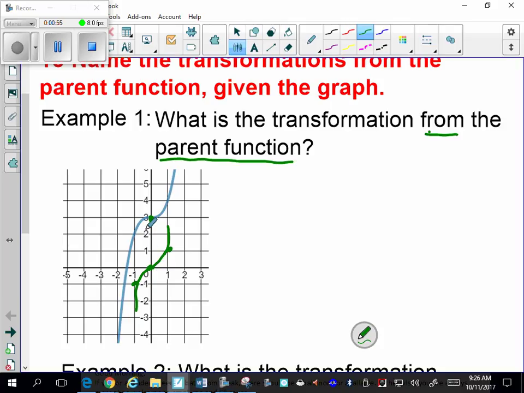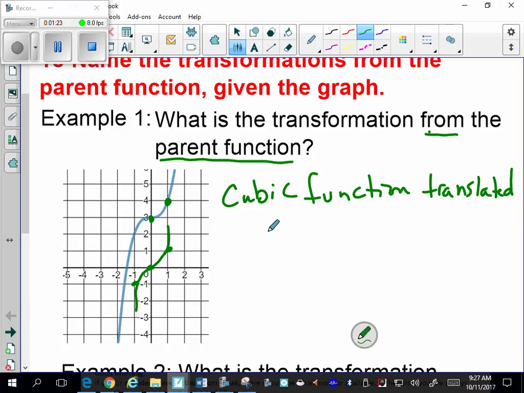And what happened from 0, 0? It went up 3. Let's just check with another point. So 1, 1, where would that be? That's up here at 1, 4. So it looks like the cubic function got transformed up 3. So the cubic function, you could say transformed, translated, moved up 3 units. And that's it. So it's always from the parent function, move.